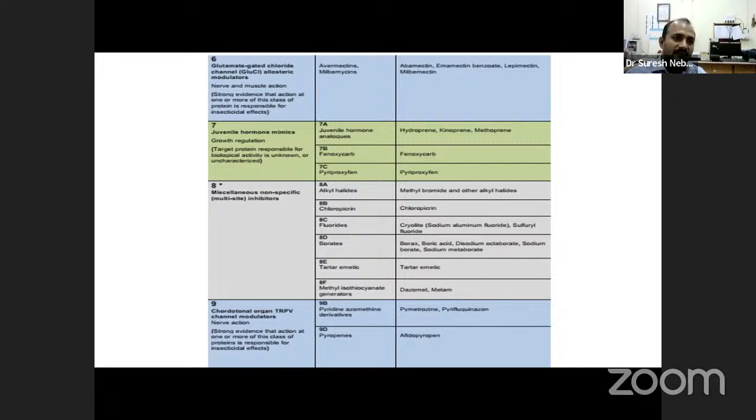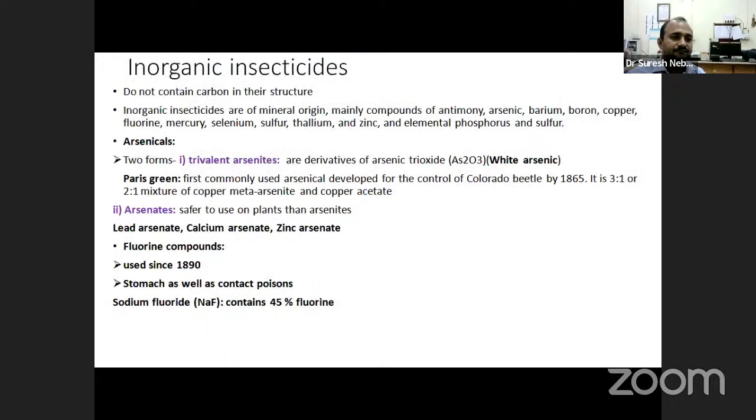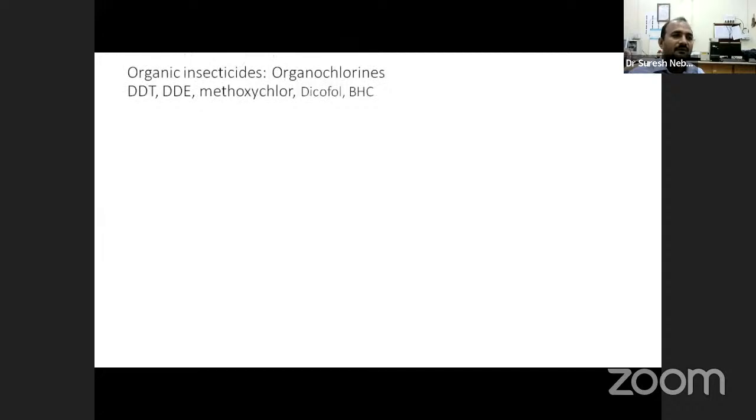For Bt type of insecticides also, it is given in this list. You have to know the mode of action of Bt also. Some inorganic insecticides I have listed here. You can see that some important information is there.